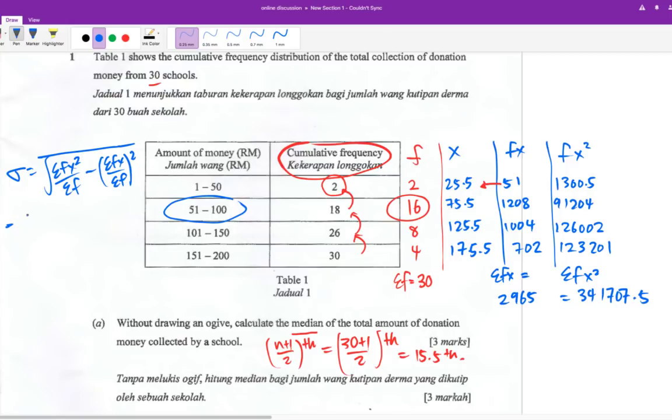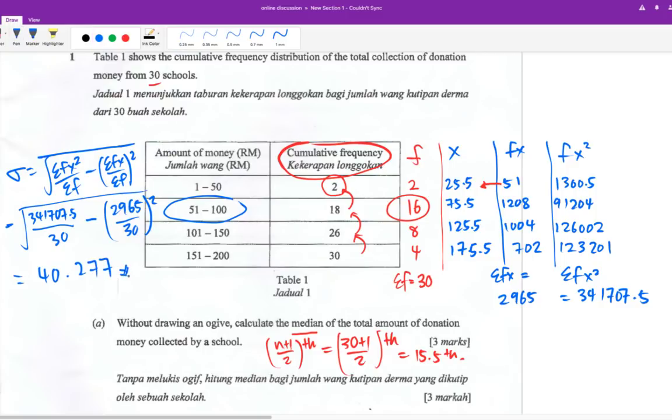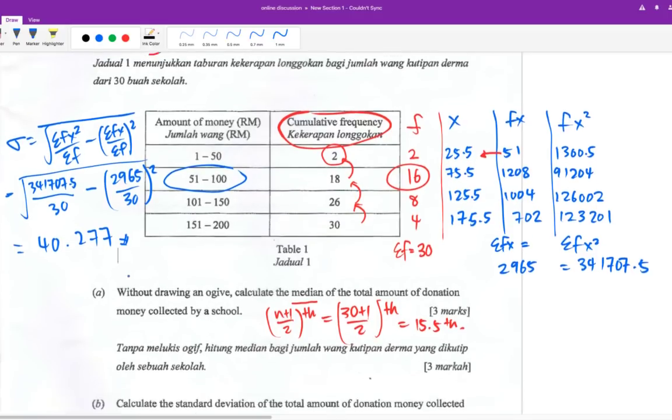Then I will sub everything in to find my standard deviation. So my standard deviation is basically the square root of sum of fx squared, 341707.5, divided by sum of f, which is 30, minus sum of fx, which is 2965, over 30, squared. Then you just type everything in your calculator. You should easily get the correct answer, which is 40.277. This is how we do standard deviation for grouped data. I hope so far you can understand it.